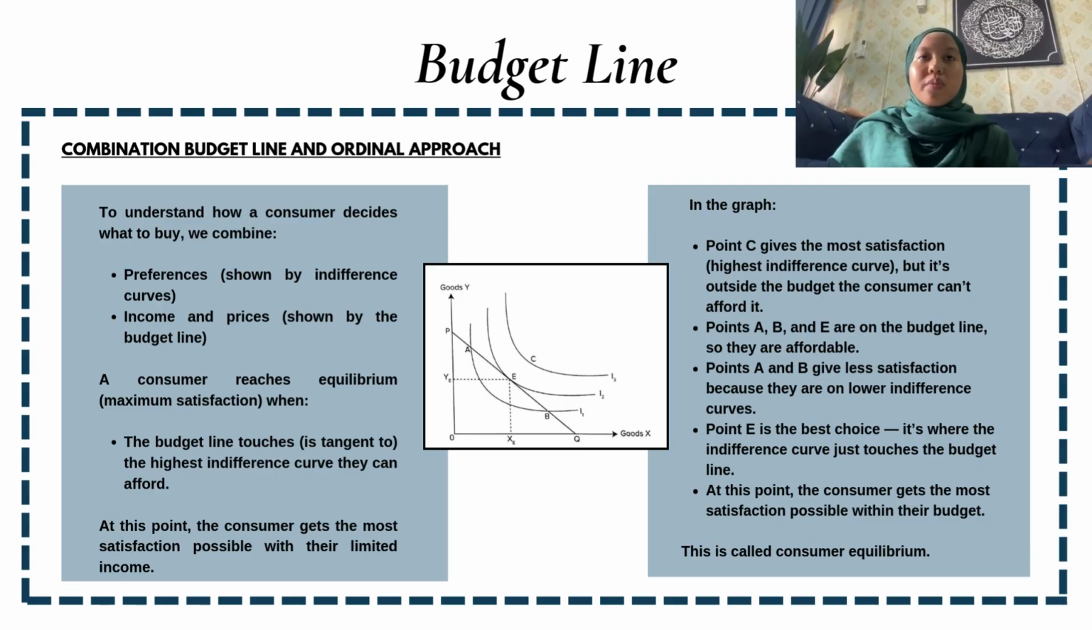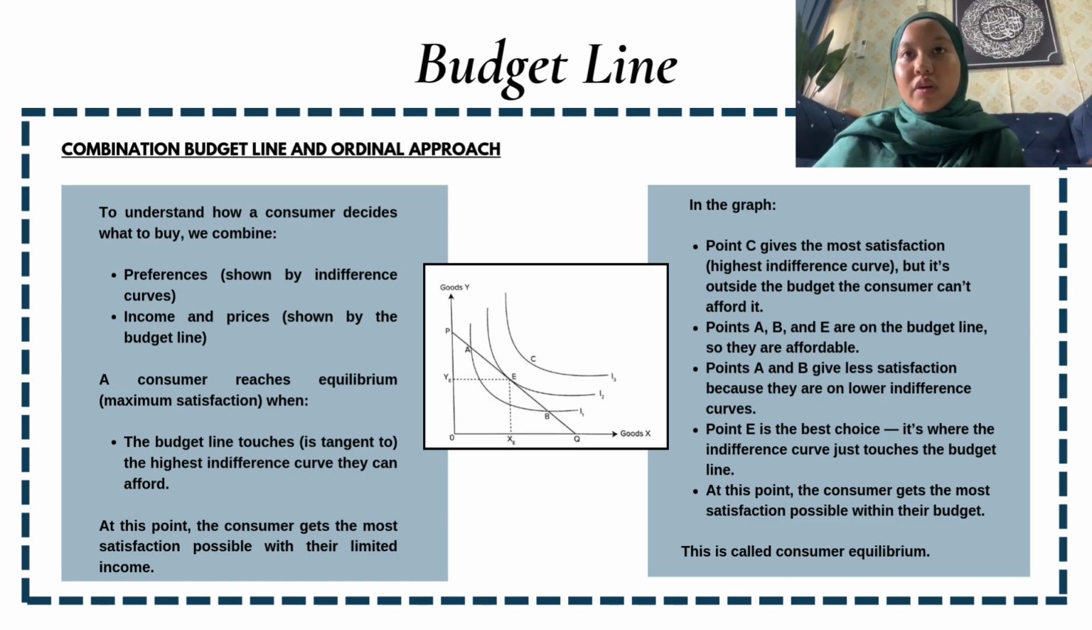So, for the combination of budget line and ordinal approach, to understand how a consumer decides what to buy, we combine preference, shown by the indifference curve, with income and price, shown by the budget line. A consumer reaches equilibrium, maximum satisfaction, when the budget line is tangent to the highest indifference curve that can be afforded. At this point, the consumer gets the most satisfaction possible with their limited income.